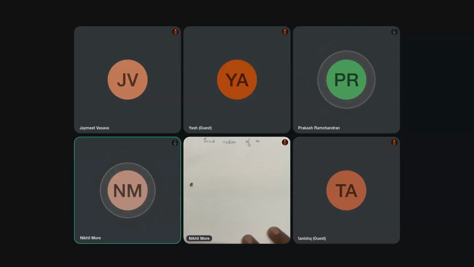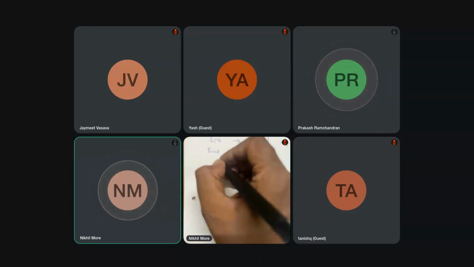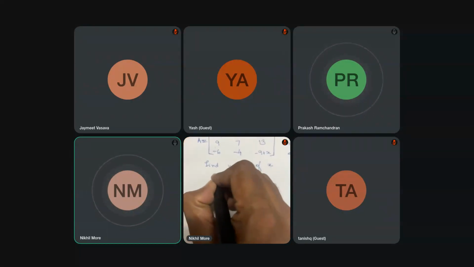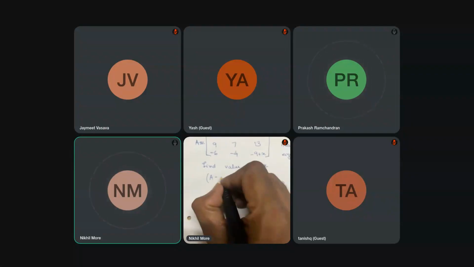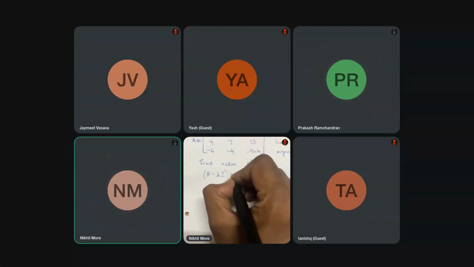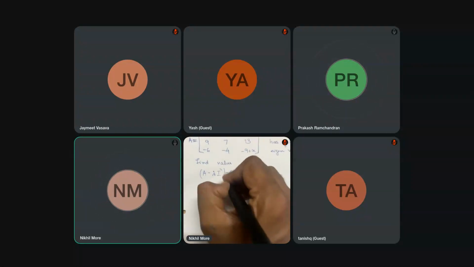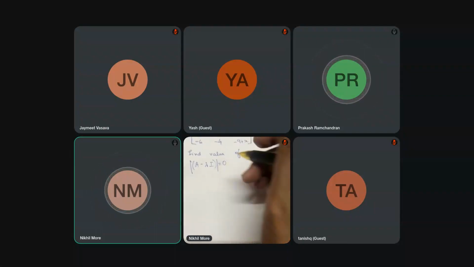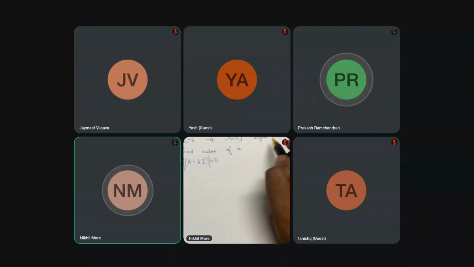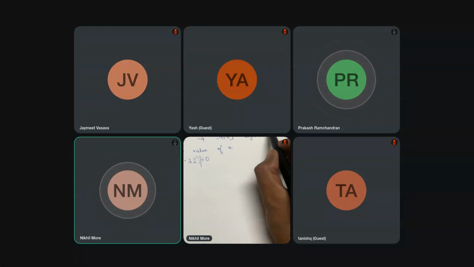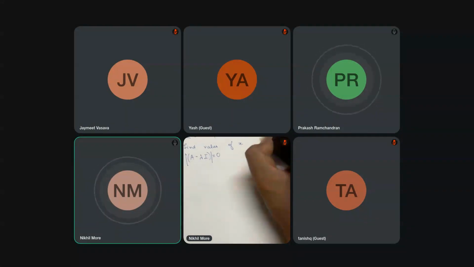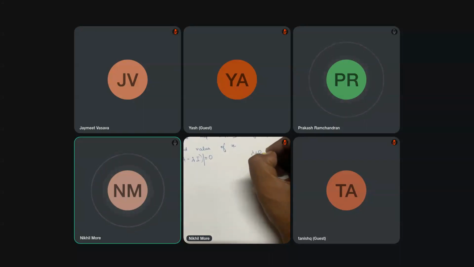So again, let's go back to the definition where we get the eigenvalue. The determinant of A minus lambda I will be 0. But they have said that 0 is an eigenvalue, so they're actually saying that lambda is 0.